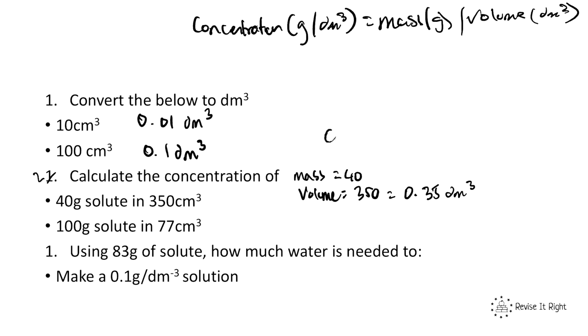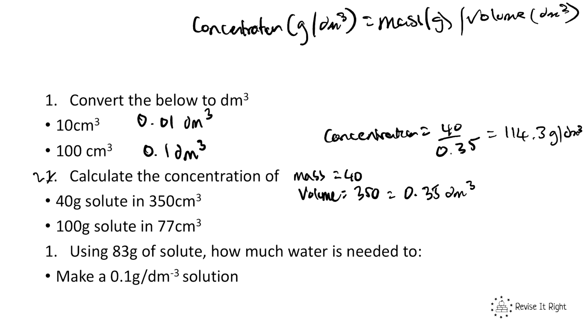We can now put these in our equation. So concentration is equal to the mass, which is 40, divided by volume, which is 0.35. So 40 divided by 0.35, and we get a concentration of 114.3 grams, if we round it to one decimal place, grams per decimeters cubed.